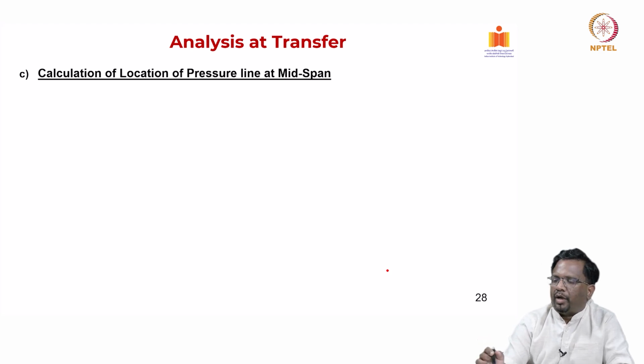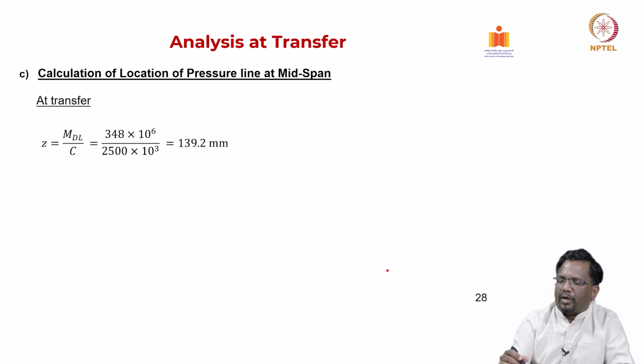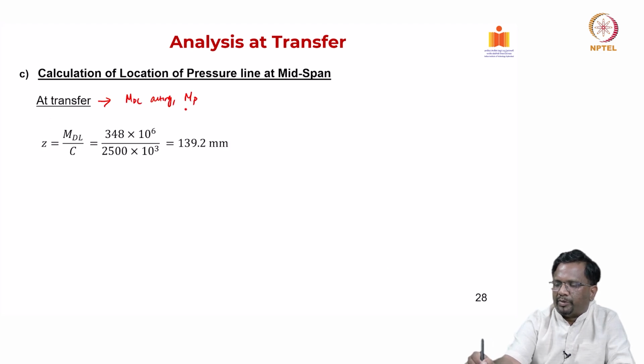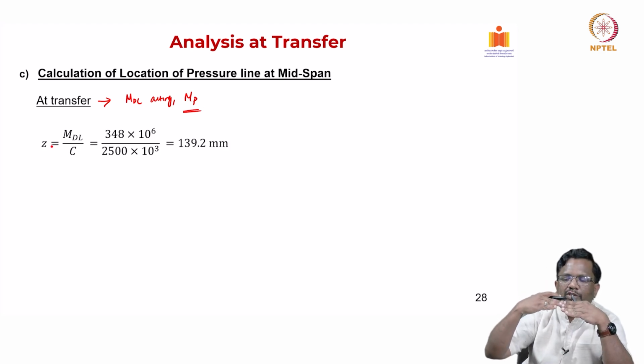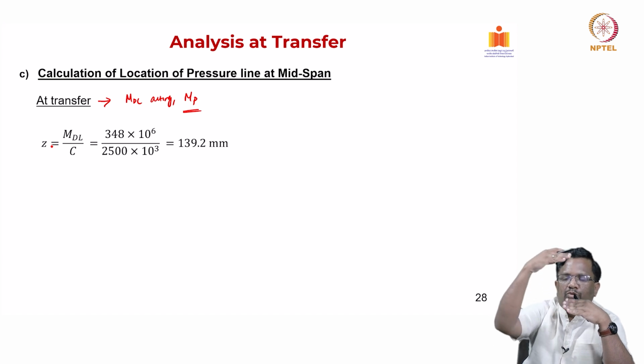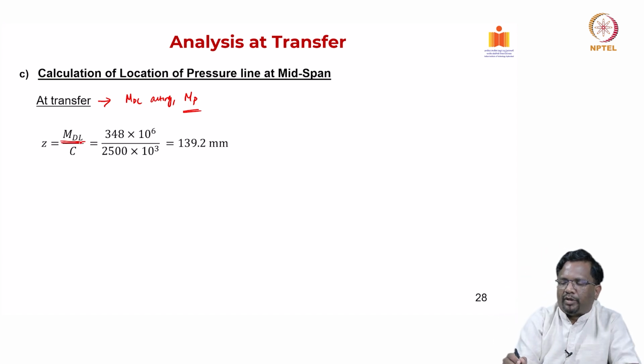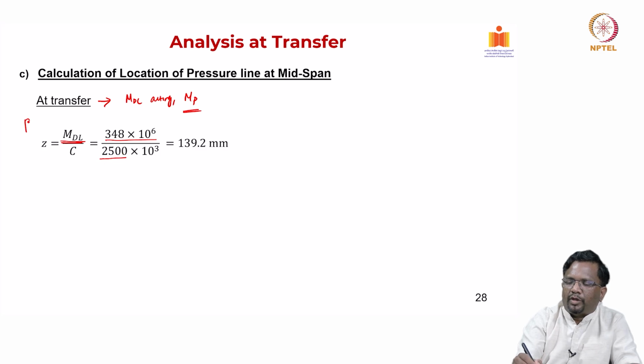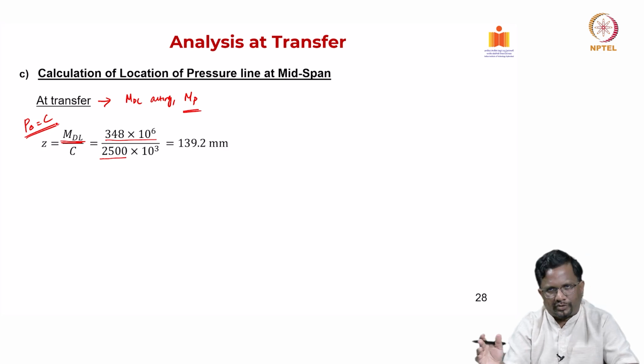Now, let us look at how to calculate the pressure line at the midspan location, right. We are looking at midspan location. Now, at transfer, again two things, at transfer only dead load moment is acting, dead load moment and maybe moment due to prestress is acting, right. So, at transfer, that means the C is going to move away from T. How much it will move away is proportional to the amount of dead load that it is seeing in that particular cross section. Dead load moment we have already calculated. At transfer, again what is the force? C will be equal to P naught, okay, there are no losses at transfer.